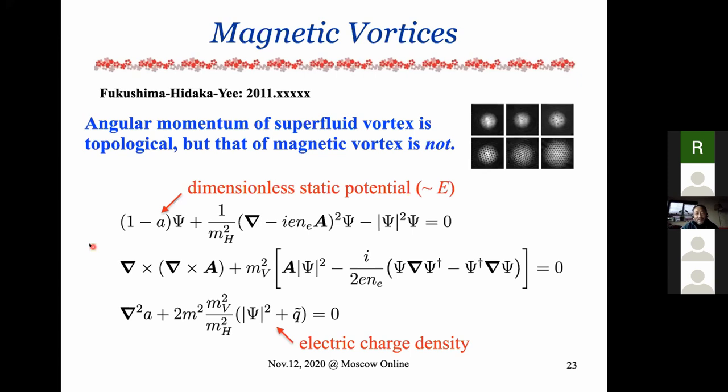The idea is that we know the superfluid vortex carries the quantized topological angular momentum. And the question is, what about a magnetic vortex? The magnetic vortex has a magnetic field inside. And if the magnetic vortex is charged, then it also has an electric field. The magnetic field and the electric field are perpendicular to each other, so you have the Poynting vector. From that, you can get an extra contribution to the angular momentum. If you want to consider the angular momentum conservation, you have to think about such an extra contribution.